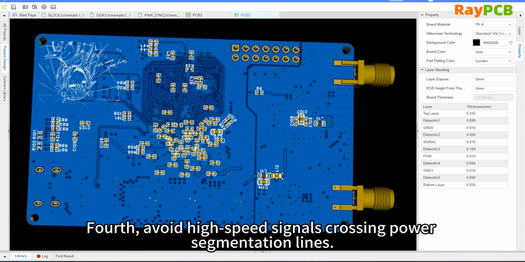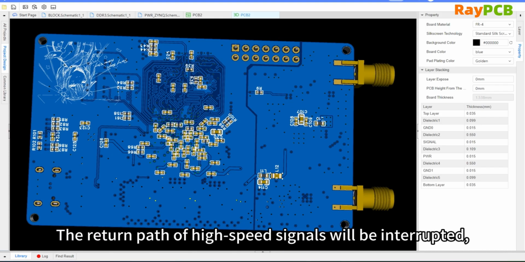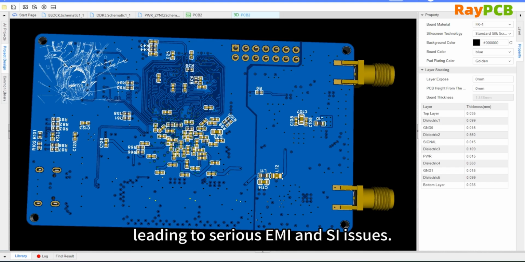Fourth, avoid high-speed signals crossing power plane splits. To emphasize again, this is absolutely forbidden. The return path of high-speed signals will be interrupted, resulting in severe EMI and SI issues.